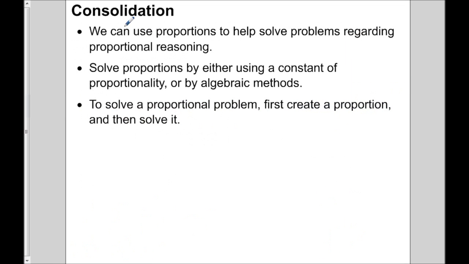So let's just sum it up. We can use proportions to help solve problems regarding proportional reasoning. We can solve problems by either using a constant of proportionality or by algebraic methods. The picture method can be very time consuming, drawing all those pictures. And to solve a proportional problem, you first create a proportion, which you create by using a known ratio and then making it equal to an unknown ratio. Then once you have that, you solve it using any method you want.